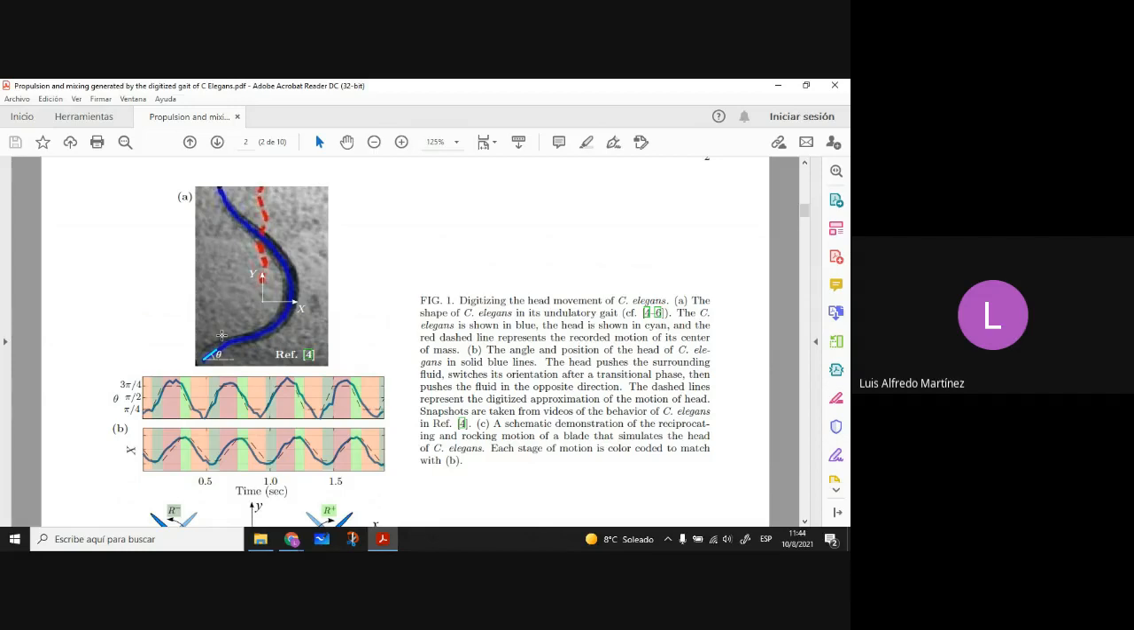Last week, we saw that the amplitude of motion of the C. elegans decreased with the higher viscosity. They experiment in this paper. The objective is to reproduce those results with experimental simulation.